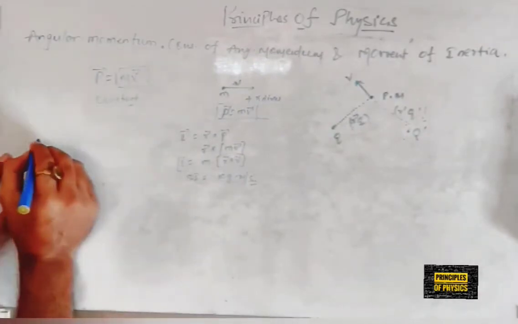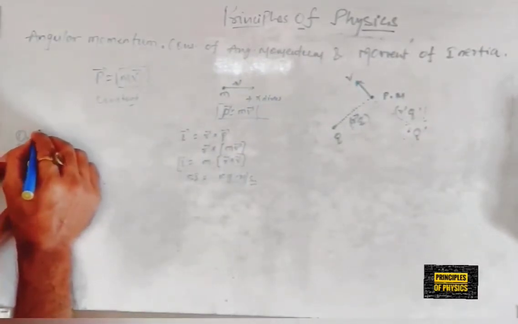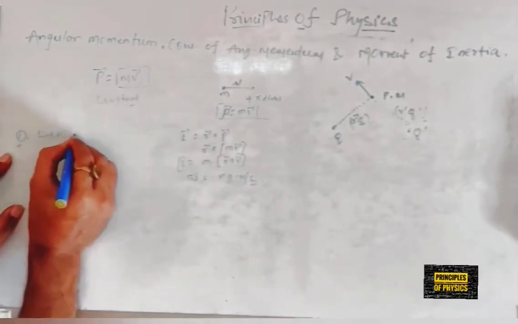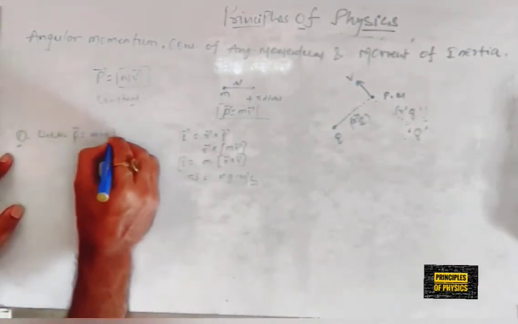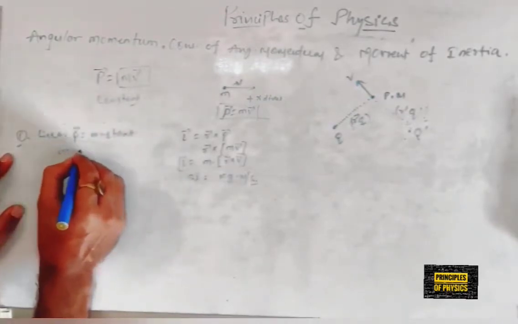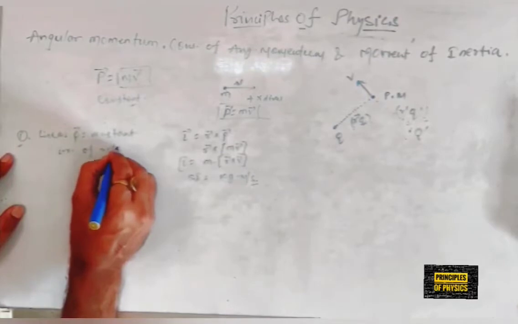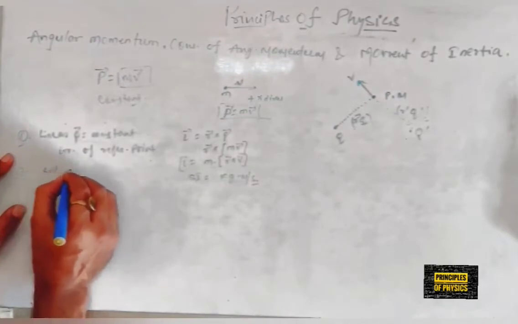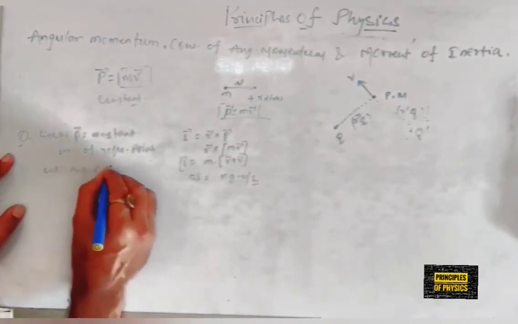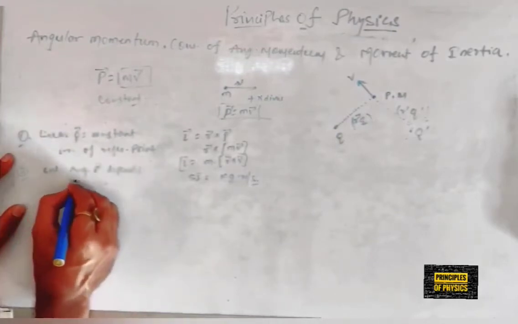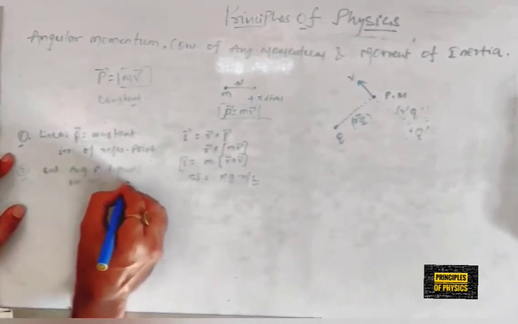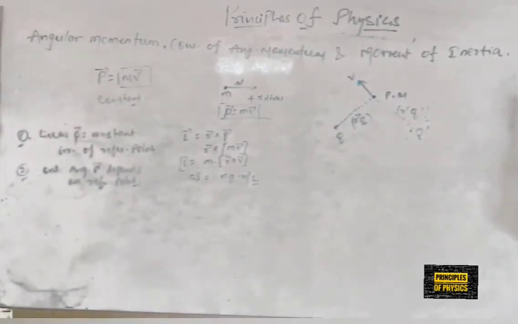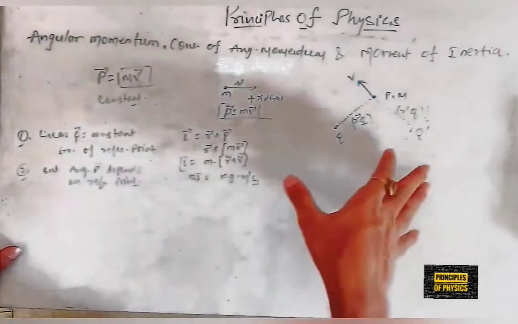So the basic difference between linear momentum and angular momentum is that linear momentum remains constant irrespective of the reference point, but angular momentum depends on the reference point. Now there is a case in which, irrespective of the point, angular momentum remains constant, and now we will go to study that case.